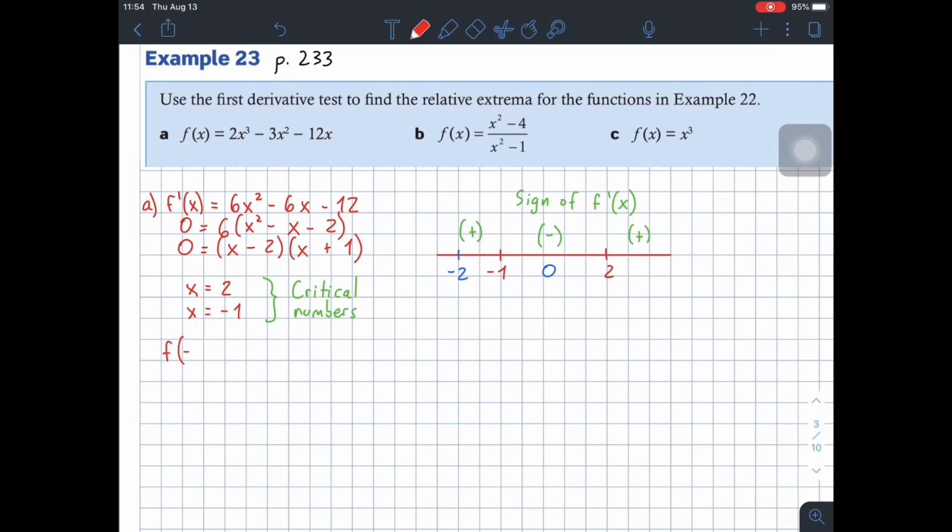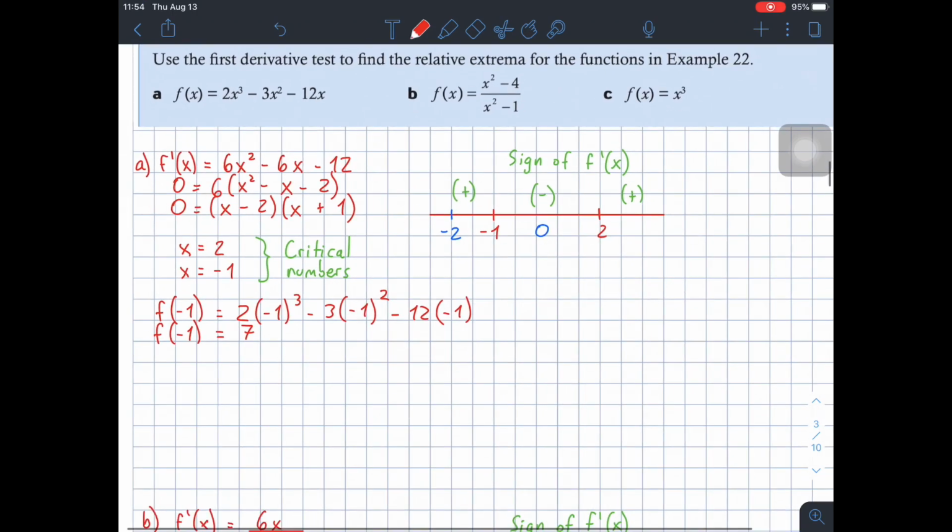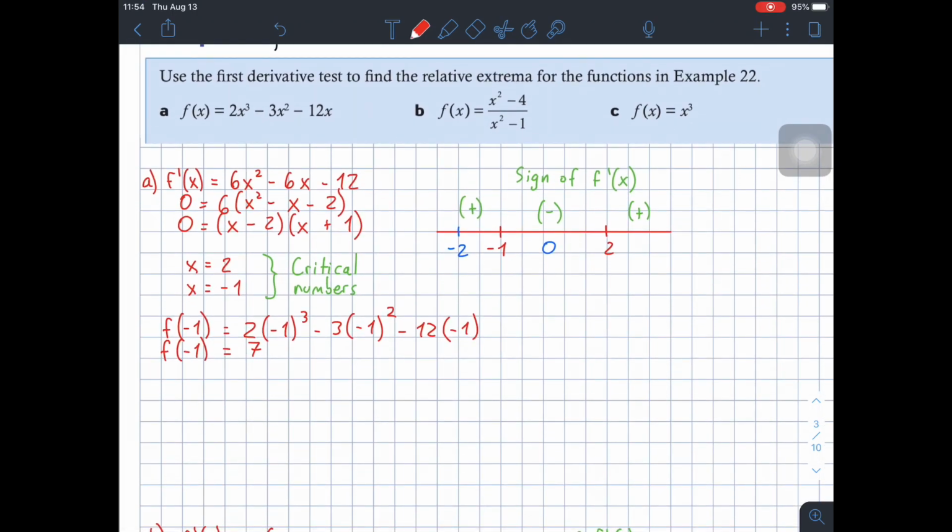Let me do it first with -1. We plug the critical numbers into the original function, into this one, in order to find the y coordinate of the maximum or minimum point, right? So if we plug in, we're going to get 2 times -1 cubed minus 3 times -1 squared minus 12 times -1. This value would give us 7, positive 7. Okay, so now we know that the point -1 comma 7 corresponds to, we said, a maximum, right?